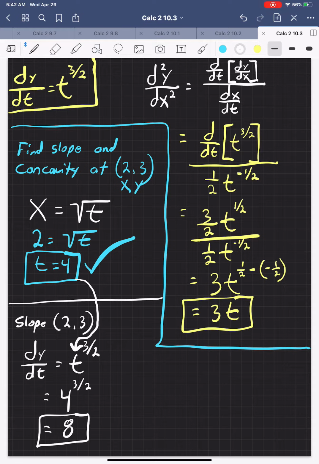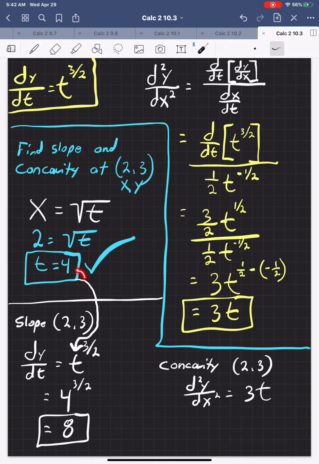Now, let's find the concavity. It's the concavity at the same point, (2, 3). Well, my second derivative was just equal to 3t, so hopefully you've guessed it. We now know that t is equal to 4, so I've got to plug in 4 here for t.